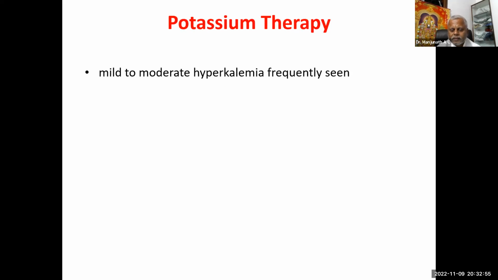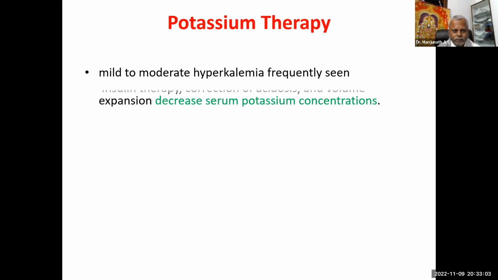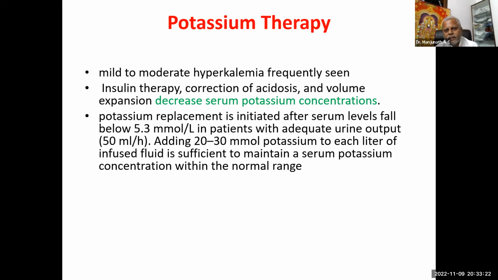See, potassium therapy is also very important here. Mild to moderate hyperkalemia is frequently seen. The insulin therapy, correction of acidosis and volume expansion further decrease serum potassium concentrations. Initially, the serum potassium may be normal, but because of all these things, it further decreases. Potassium replacement is initiated when serum levels are below 5 or 5.3 in patients with adequate urine output.